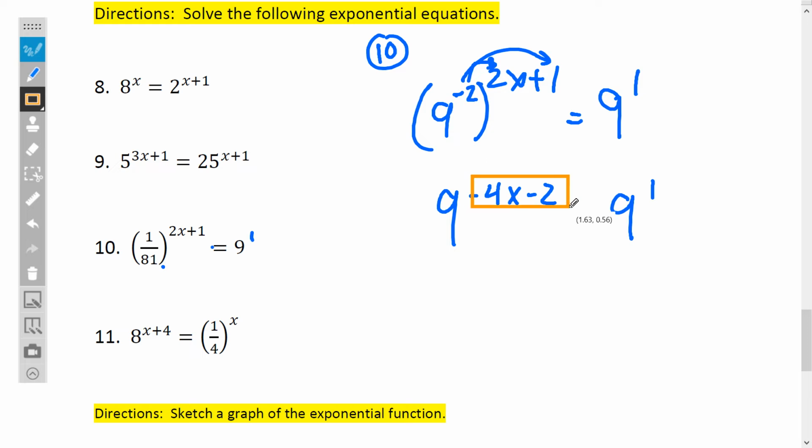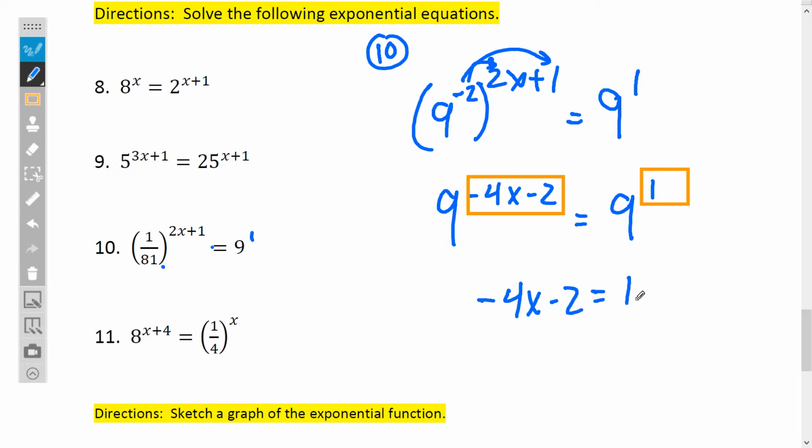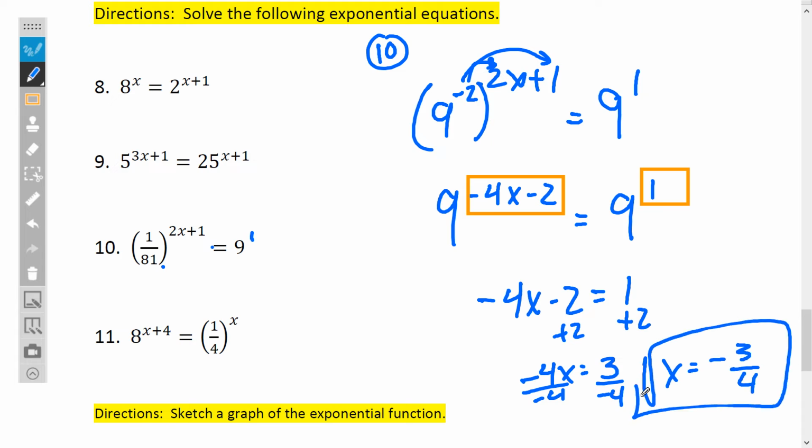And now we will set our exponents equal to each other. So we've got negative 4x minus 2 is equal to 1. And we can now solve this. We add 2 to both sides. Negative 4x is equal to 3. We divide by negative 4, and we get x is equal to negative 3/4. And this is our solution for number 10.